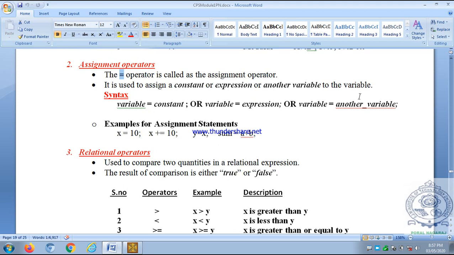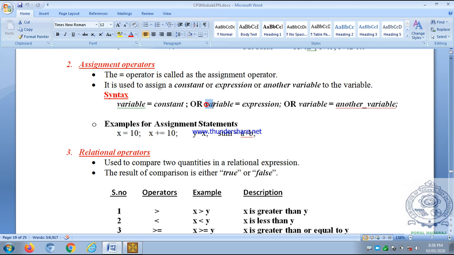Means we are going to store some value into the variable. That value may be either a constant or an expression. On evaluating an expression, it results in some value, or it may be the content of another variable. So here we see how the assignment statement is used in C language. We have this one: variable assigned a value constant terminated by semicolon. Means on the left side of the assignment operator we have the variable name, and on the right side a constant. For example, x assigned a value 10 terminated by semicolon. So on the left side we have variable x, and on the right side the constant value 10, terminated by semicolon.